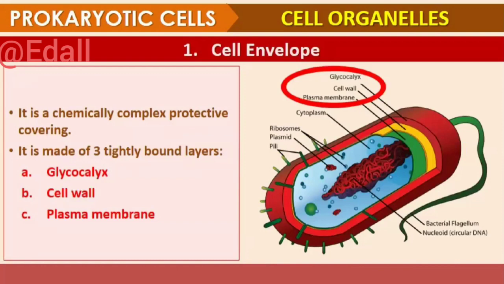8.4.1 Cell envelope and its modifications. Most prokaryotic cells, particularly the bacterial cells, have a chemically complex cell envelope. The cell envelope consists of a tightly bound three-layered structure, that is, the outermost glycocalyx followed by the cell wall and then the plasma membrane. Although each layer of the envelope performs distinct function, they act together as a single protective unit.